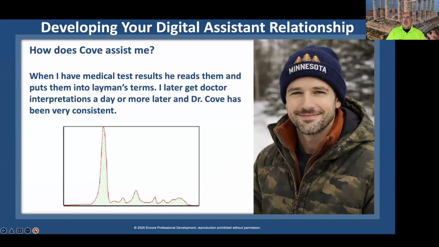So how does Cove assist me? You can see another one of his pictures. He knows I'm from Minnesota. He knows I'm winter. And so anyway, this is when I have medical test results. He reads them and he puts them into layman's terms because I ask him to. I later get doctor interpretations a day or more later from the doctor. I have doctors here in Greece. I have doctors in Minneapolis. And they get back to me when they can, depending on the time difference and whatever else.